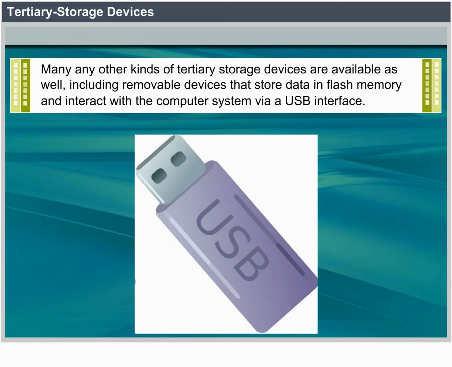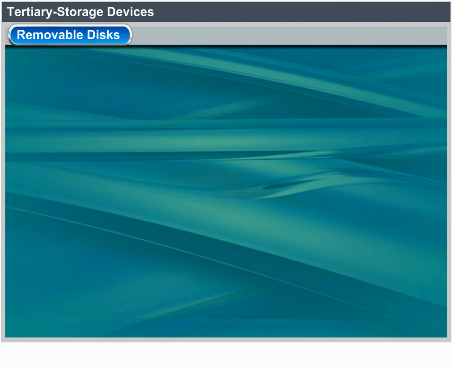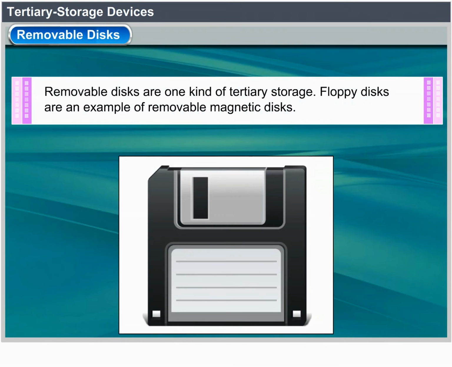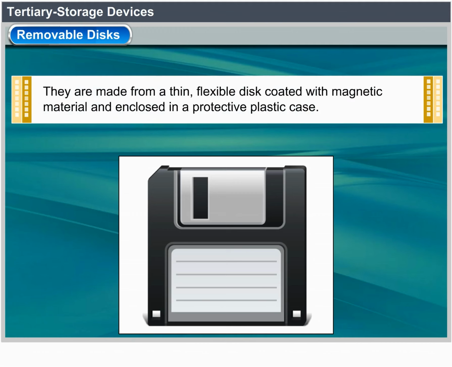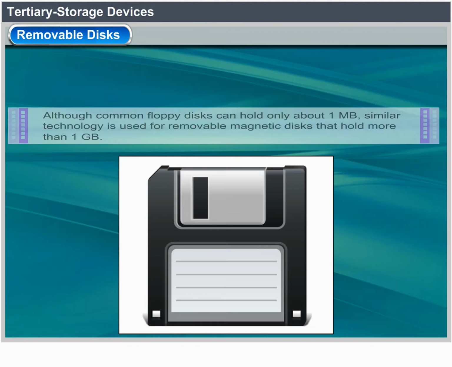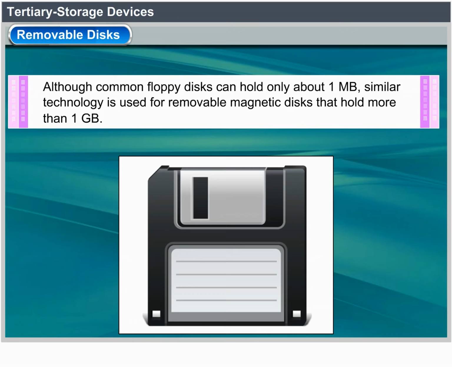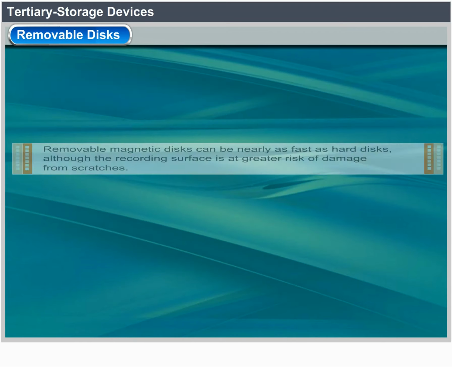Removable disks. Removable disks are one kind of tertiary storage. Floppy disks are an example of removable magnetic disks. They are made from a thin, flexible disk coated with magnetic material and enclosed in a protective plastic case. Although common floppy disks can hold only about 1 MB, similar technology is used for removable magnetic disks that hold more than 1 GB. Removable magnetic disks can be nearly as fast as hard disks, although the recording surface is at greater risk of damage from scratches.